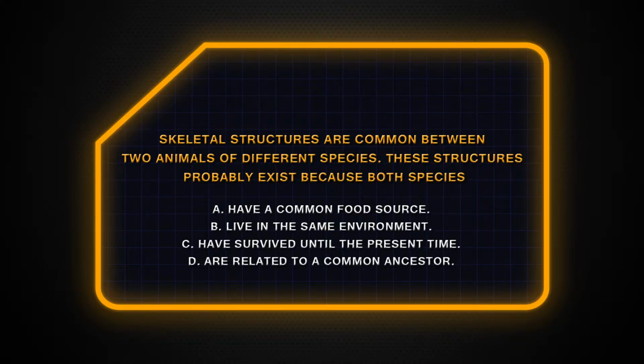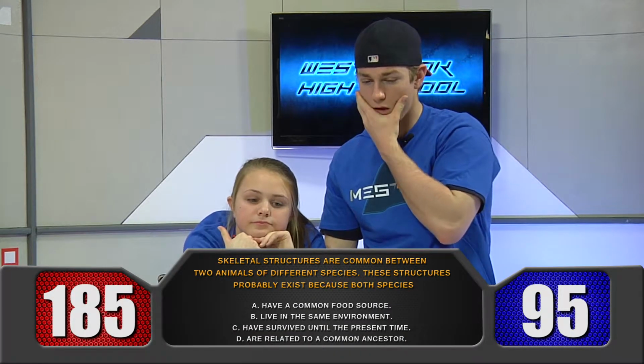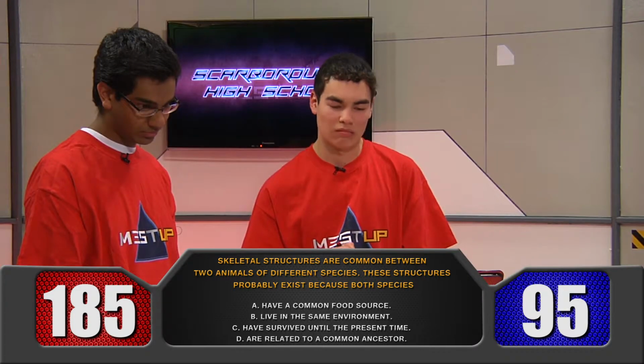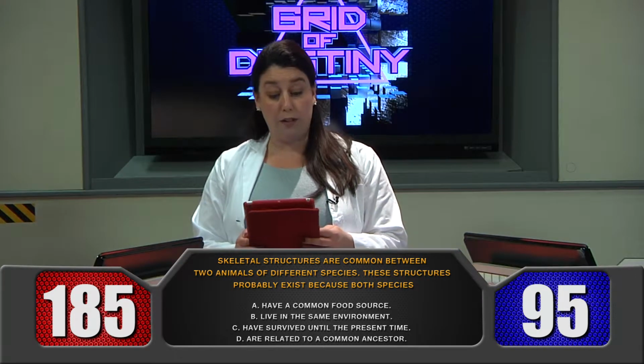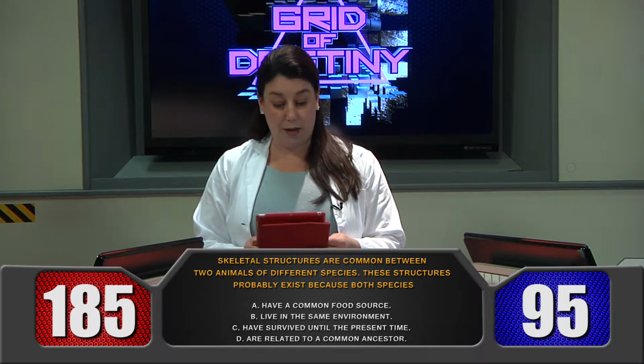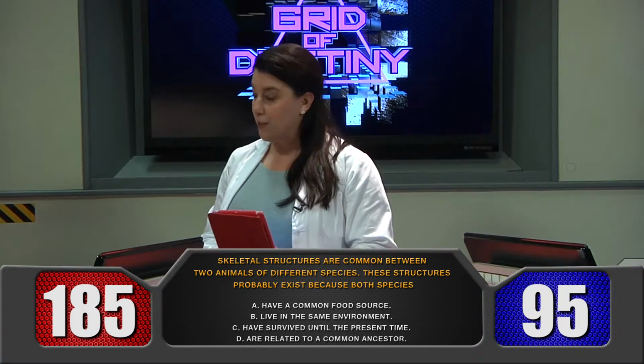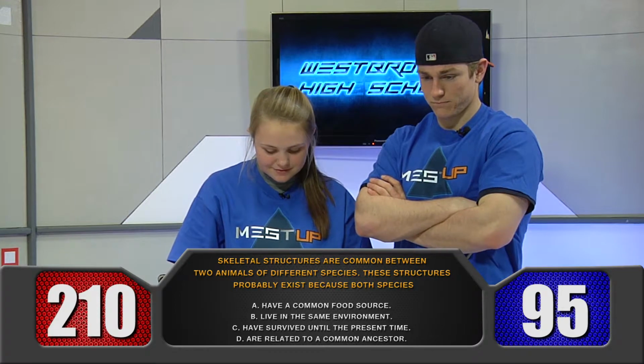Science 25. All right. Skeletal structures are common between 2 animals of different species. These structures probably exist because both species, A, have a common food source, B, live in the same environment, C, have survived until the present time, or D, are related to a common ancestor. Red team. D. That's correct. Red team, your choice again.